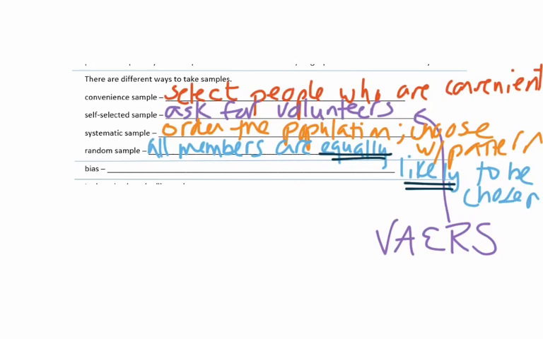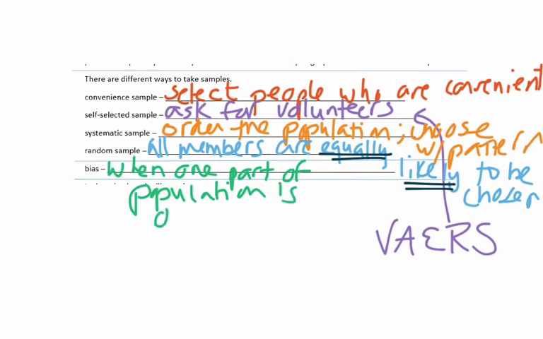All right, and then bias. Bias is when one part of the population is over or underrepresented.